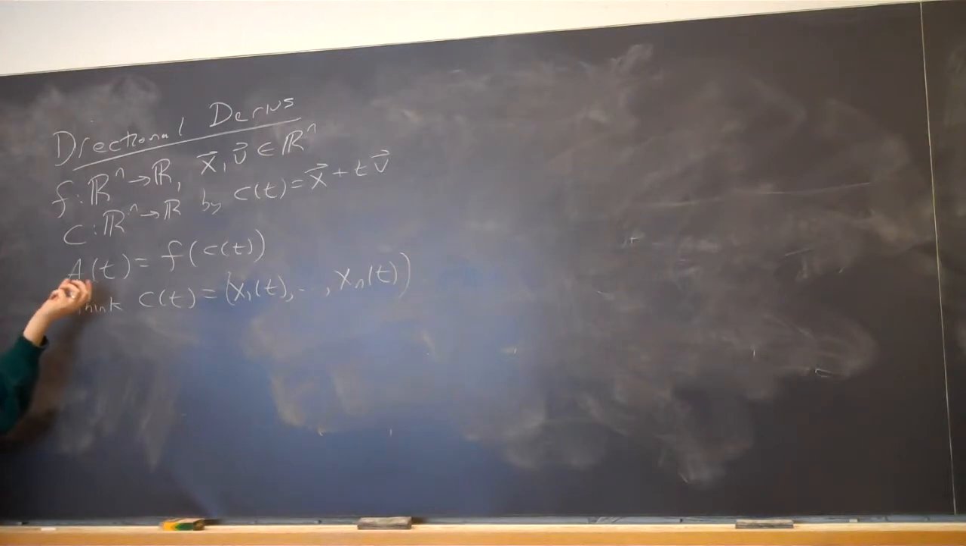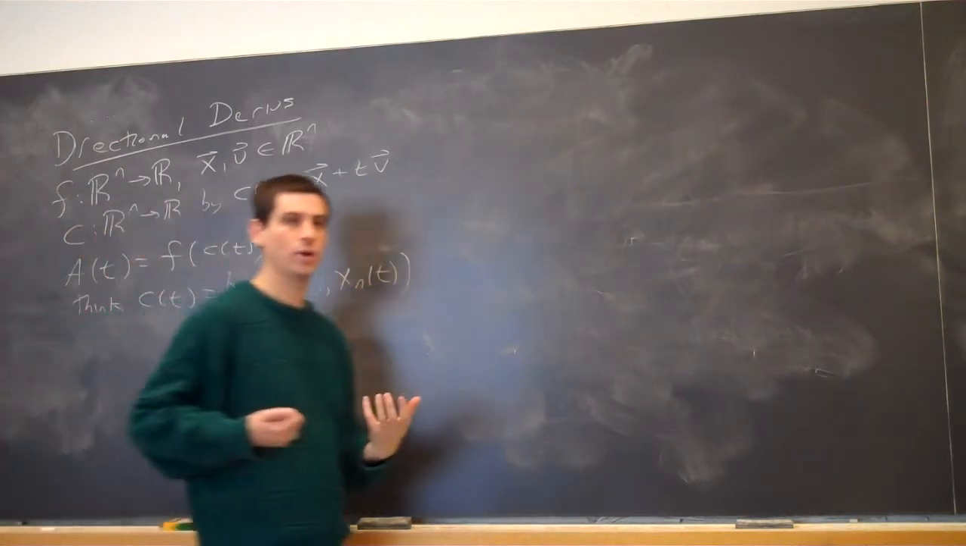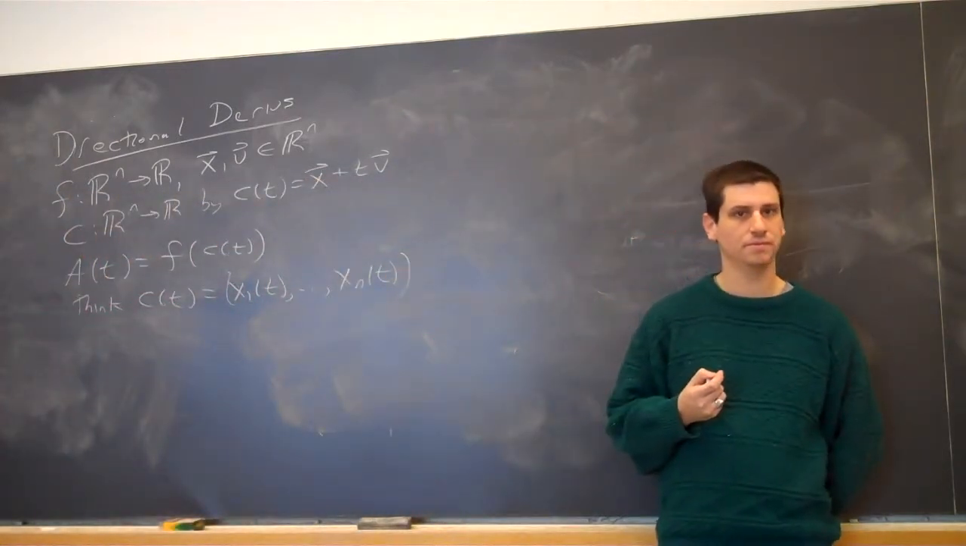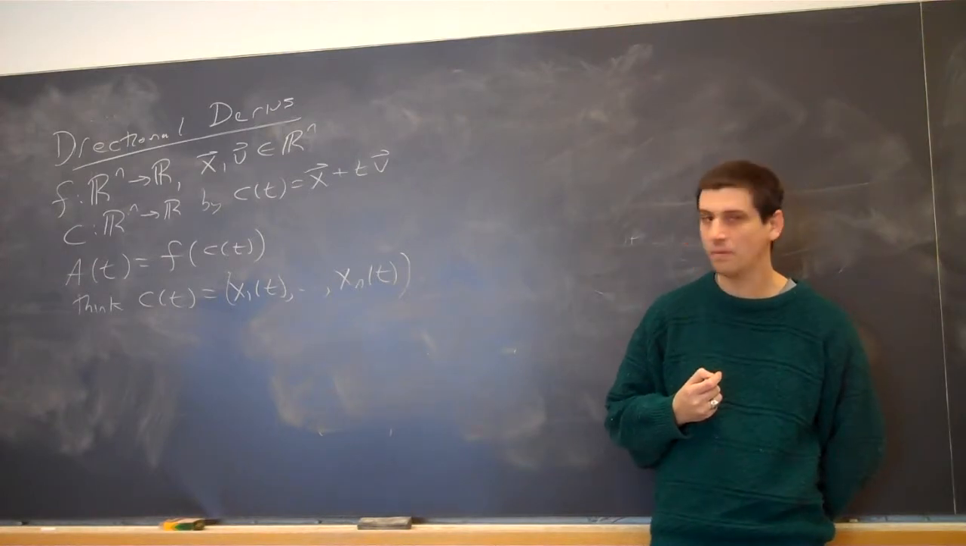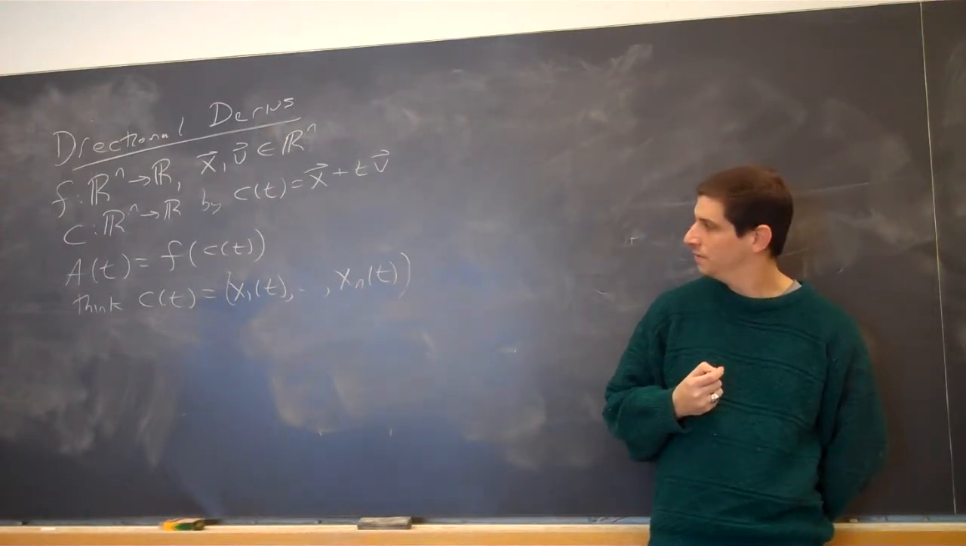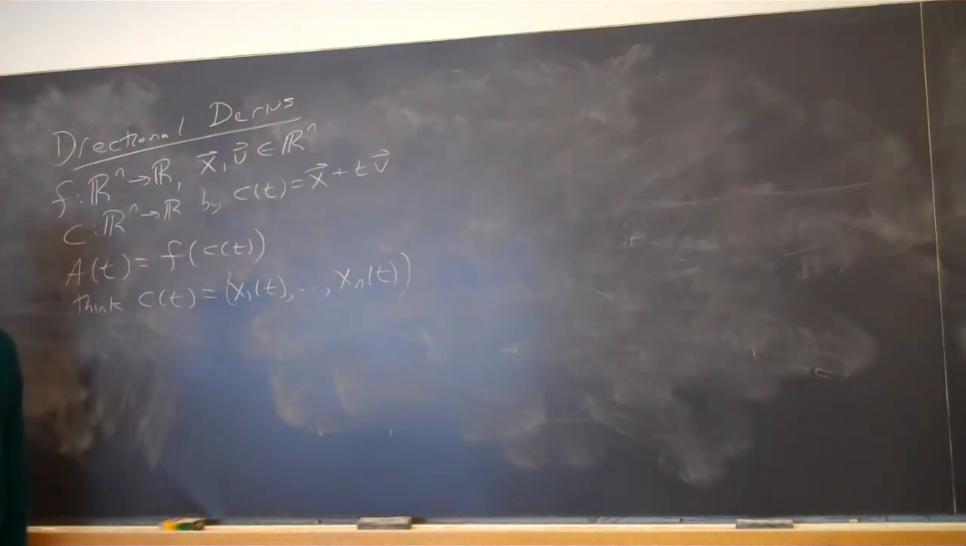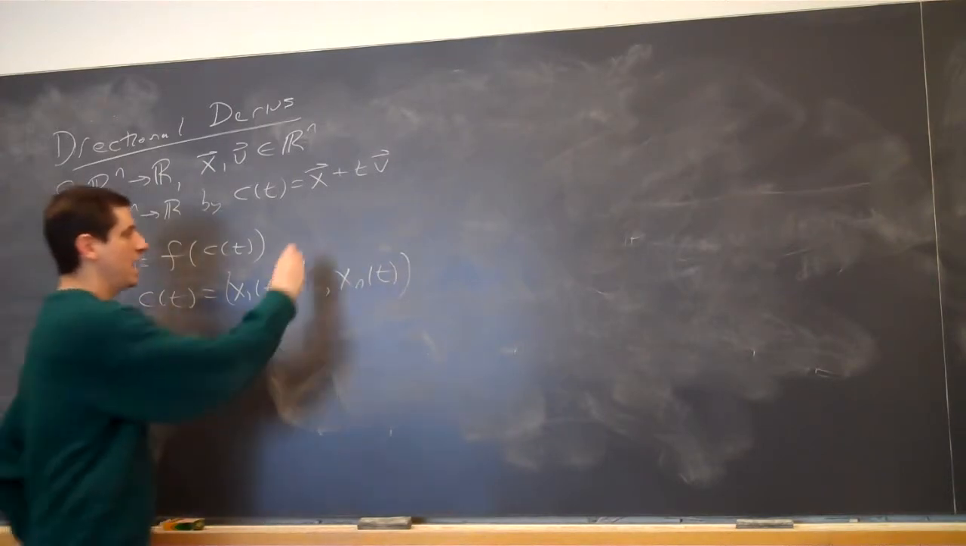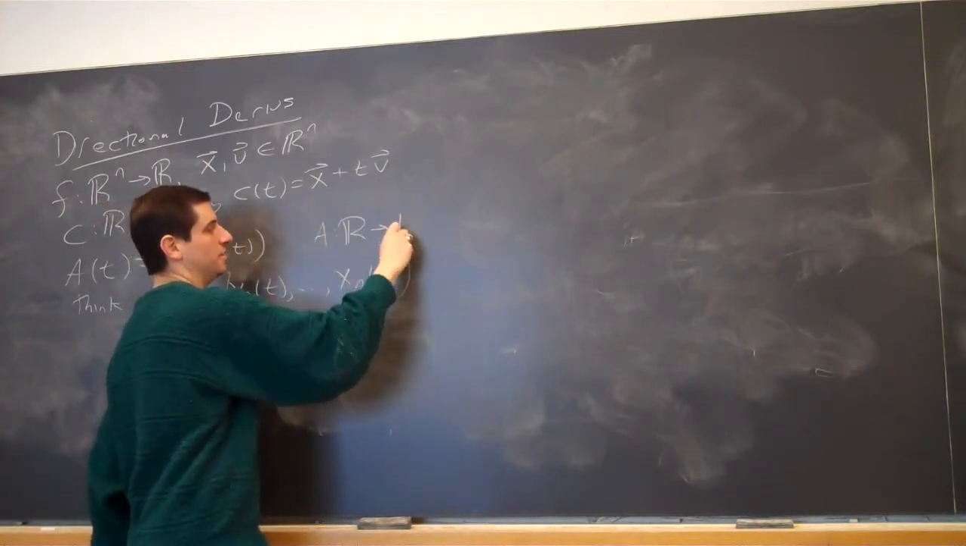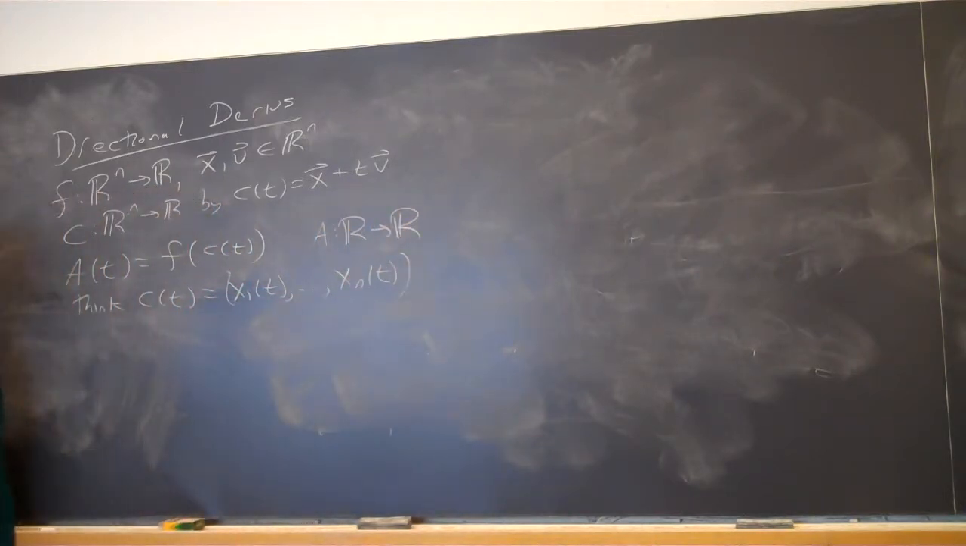How many inputs does A require? 2. Why 2? Because you have the x and the v vectors. No, not 2. Not n. Just 1. What's the only input A requires? T. A is a function from R to R. It's a one-variable function. Do we know how to take derivatives of one-variable functions? Yes, Calc 1. So we know A prime of t.